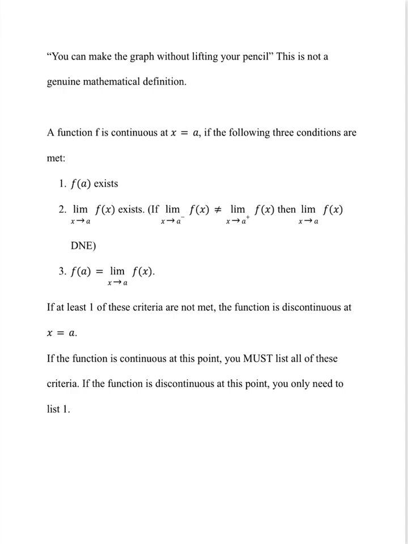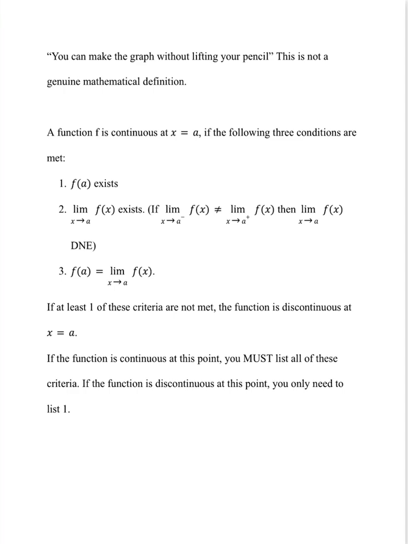A more concise definition is a function f is continuous at x equals a. A is just some constant, some random point. If the following three conditions are met, first of all, the function has to exist at that point. So f of a has to equal some value. There can't be a hole or an asymptote right at that point. Secondly, the limit as x goes to a of f of x must exist.